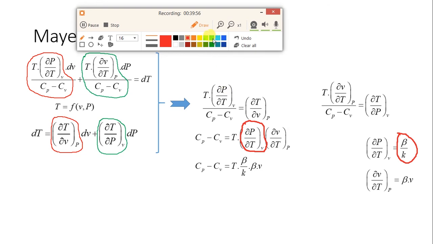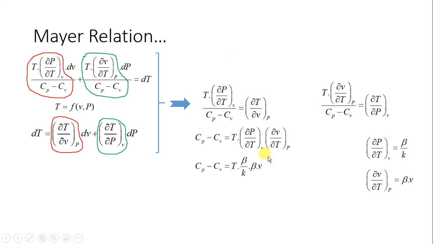Similarly, dou V by dou T when pressure is constant is what? Beta into V. So I have substituted beta into V over here. So finally, what value will you get? Cp minus Cv is equal to T beta square V by K.